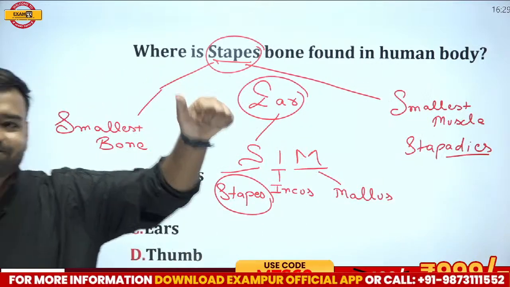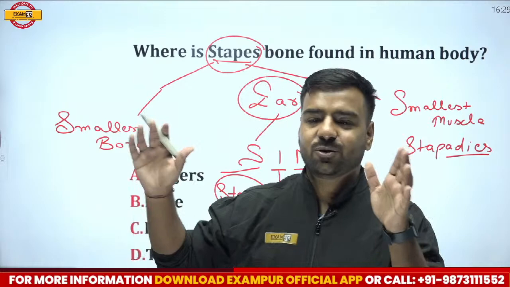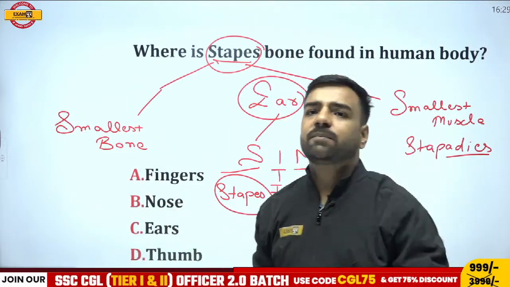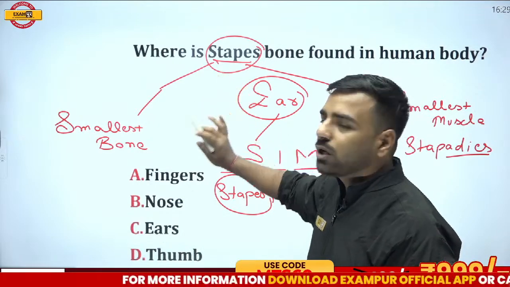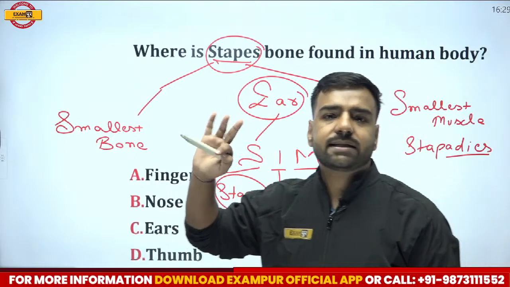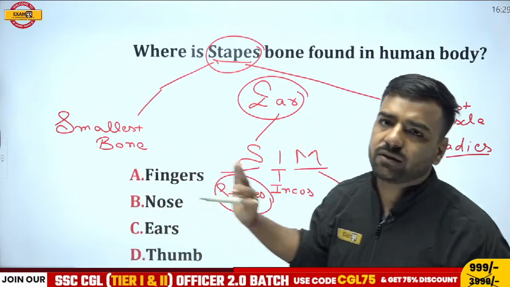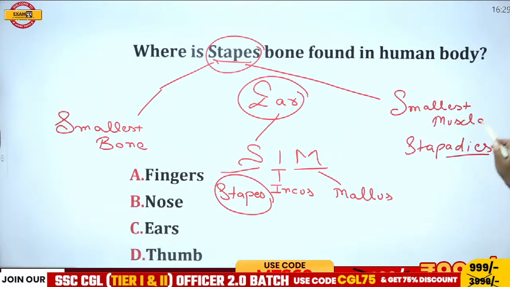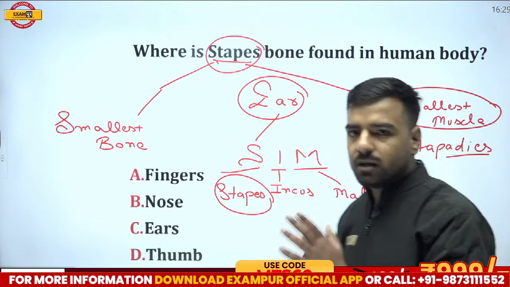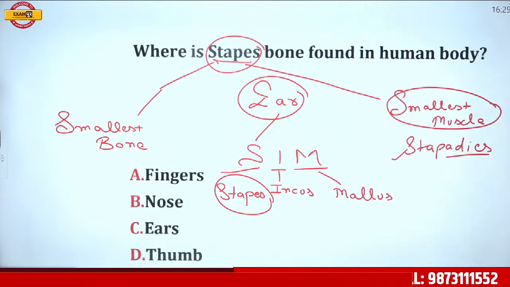Okay, Rohit. Fine. So the name was so long that I was actually confused. So what I was talking about, Rohit, is that stapes is the smallest bone. Where is it present? In the ear. In the ear, we have three types of bones, that is stapes, incus and malleus. And if someone asks you about the smallest muscle, that would be stapedius, which is present at the same location. Okay. So we have the next question here.